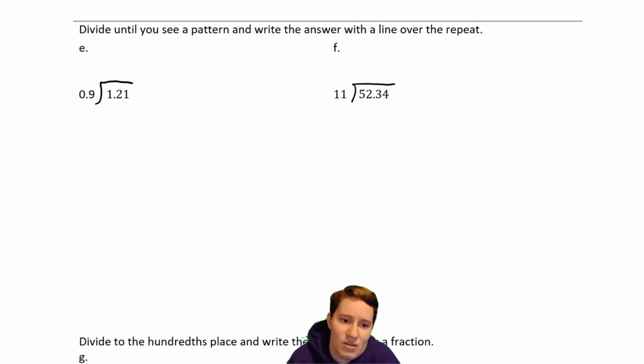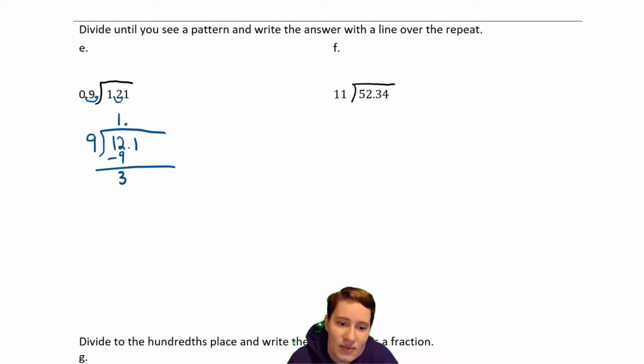All right, 0.9 into 1.21. Nah, let's do 9 into 12.1. So let's move this over here, 9 into 12.1. So 9 goes into 12 one time. Subtract 9, get 3. I actually really like the whole repeating thing. 9 goes into 31 3 times. I like it because I think it's really cool.